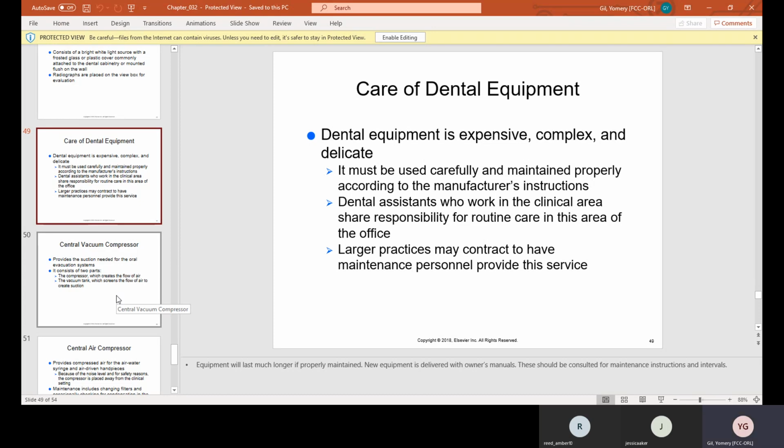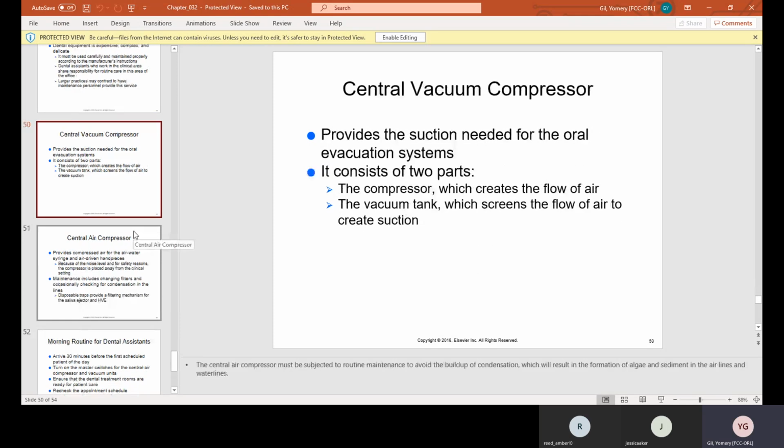The central vacuum system consists of two parts: the compressor, which creates the flow of air, and the vacuum tank, which screens the flow of air to create suction. If this central vacuum compressor is not turned on at the beginning of the day, guess what? You can't work, because nothing is going to work. So whoever gets into the office at the beginning of the day usually turns this on, and the last person to leave at the end of the night has to make sure that this is off, because if it's left on overnight, it can overheat and it can mess it up.